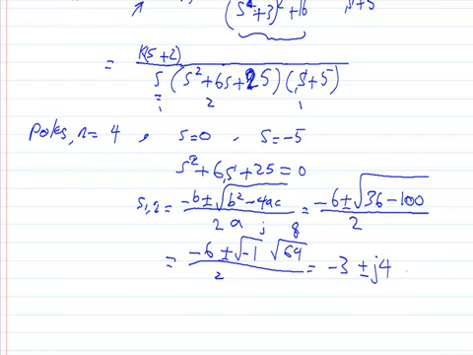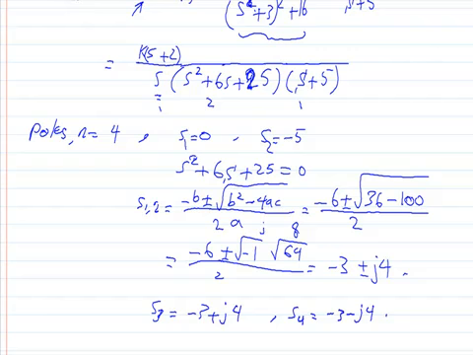So we have, let's say this is s1, this is s2, s3 is equal to minus 3, it will be plus 3, oh no, it's minus 3, plus j4, and s4 is equal to minus 3 minus j4. So we have 4 poles, it's 1, 2, 3, and 4. All these numbers will make the denominator equal to 0.